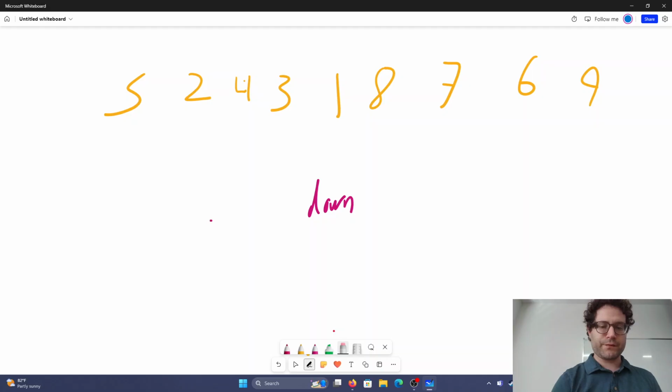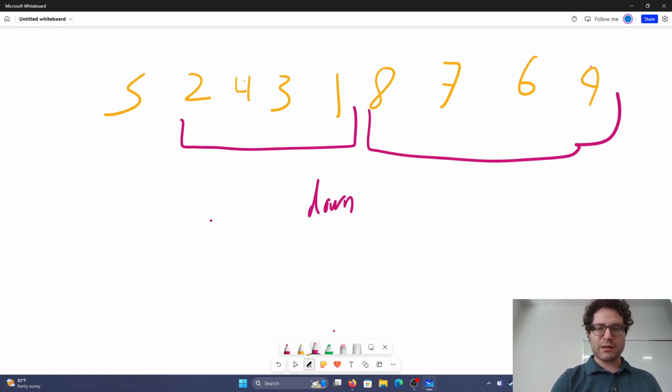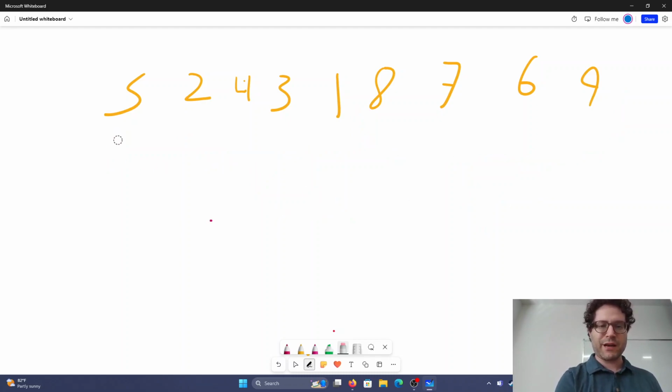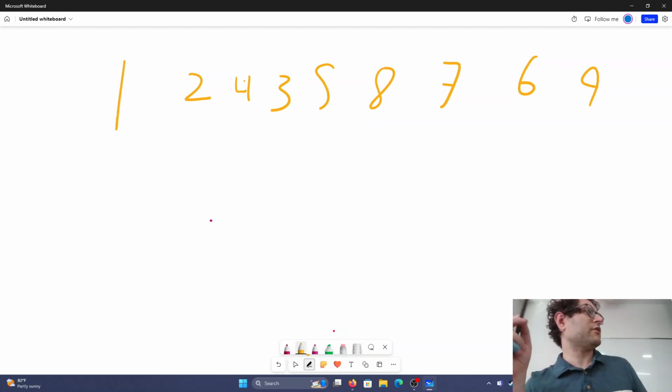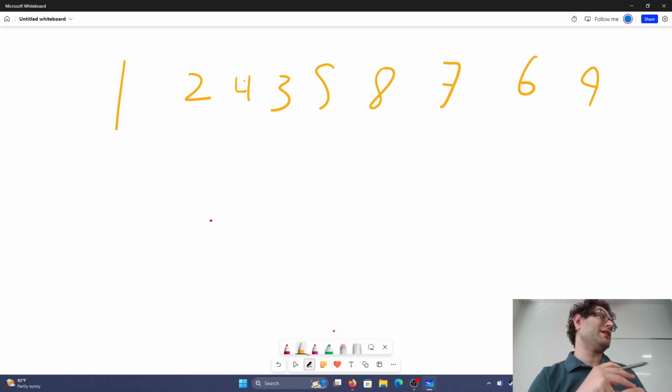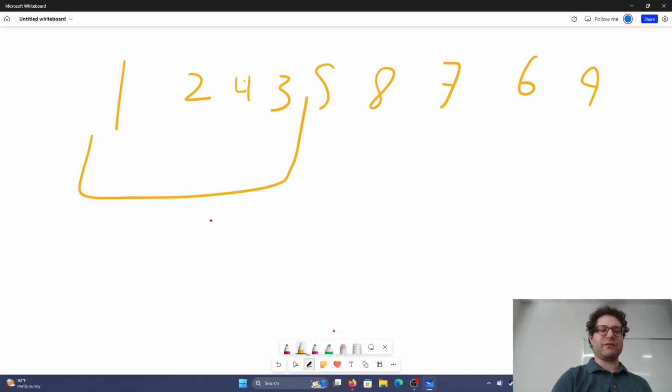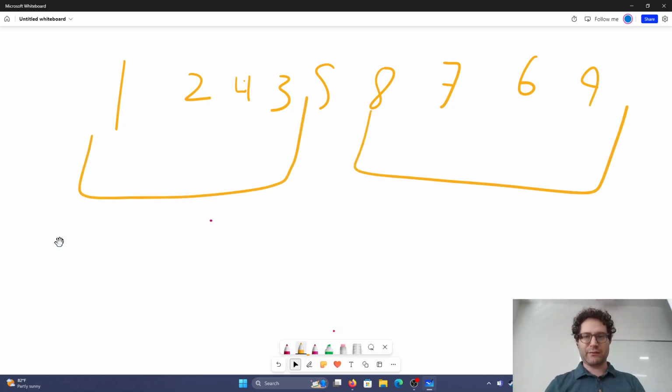Now what do we do? Currently it's partitioned into these three categories: pivot, less than pivot, greater than pivot. To get the correct answer, we take the pivot and swap it with where down was. And so the answer is 1, 2, 4, 3, 5, 8, 7, 6, 9. So that is one iteration of partition, and then what will happen next in the algorithm is that we recursively call quicksort on those parts. Okay?